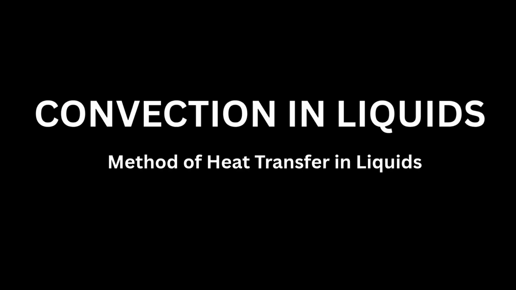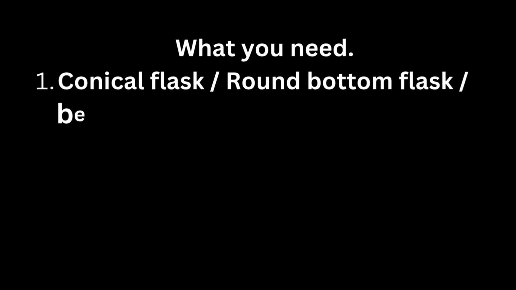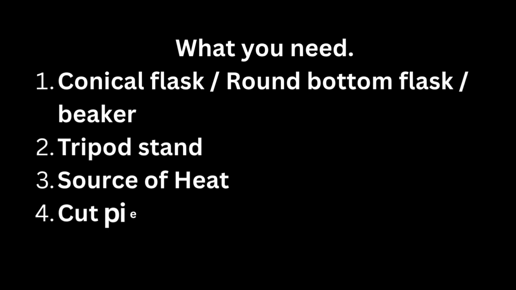So today we're going to be learning about convection in liquids. Convection in liquids is the transfer of heat in liquids. What we will need is a conical flask or a round bottom flask, a tripod stand, a source of heat, and some cut papers. Those are the materials that we will need to be able to do the experiment.